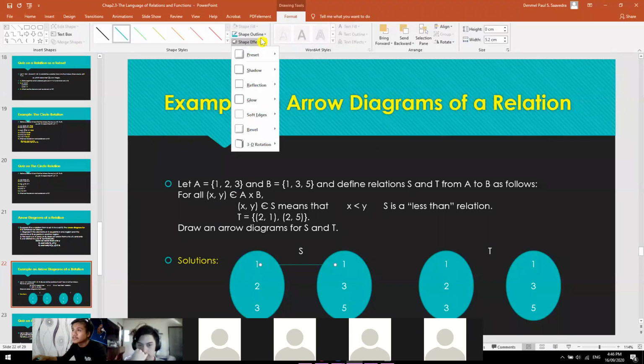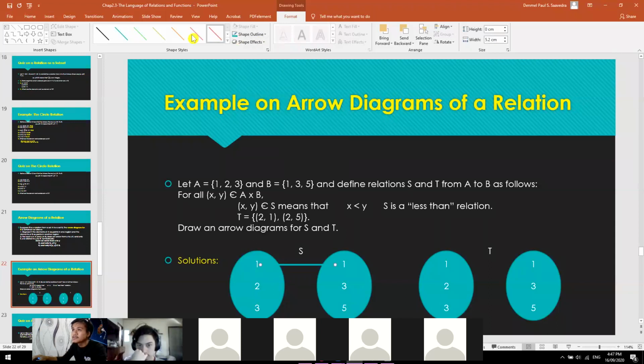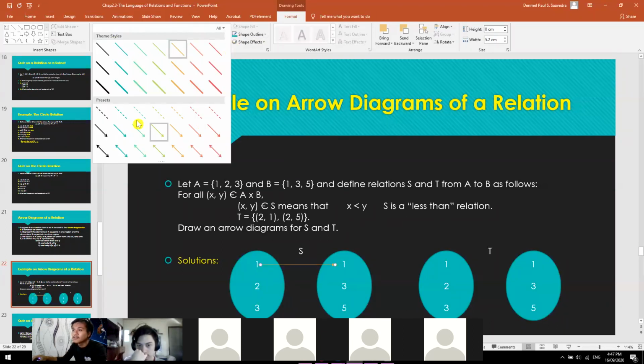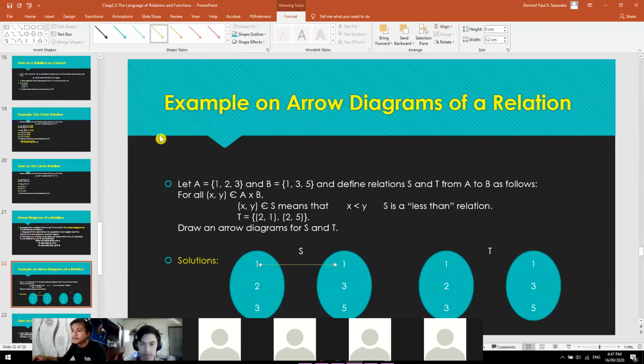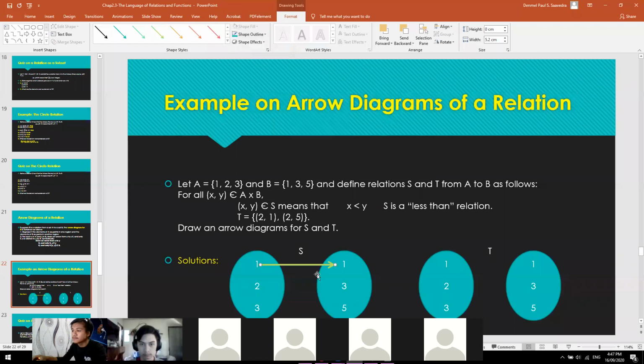Palitan ko lang yung thickness and kulay. So make it yellow or green. Ayan. So, can I do this one? 1 is related with 1. No, sir. So, why not? Bakit hindi? Sir, equal sila pero hindi sila less than.